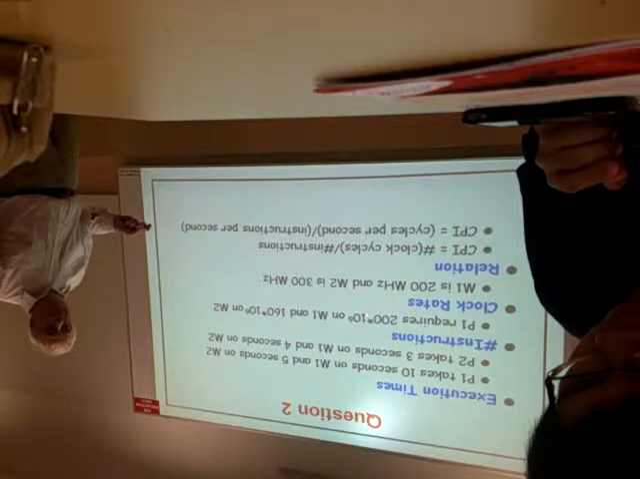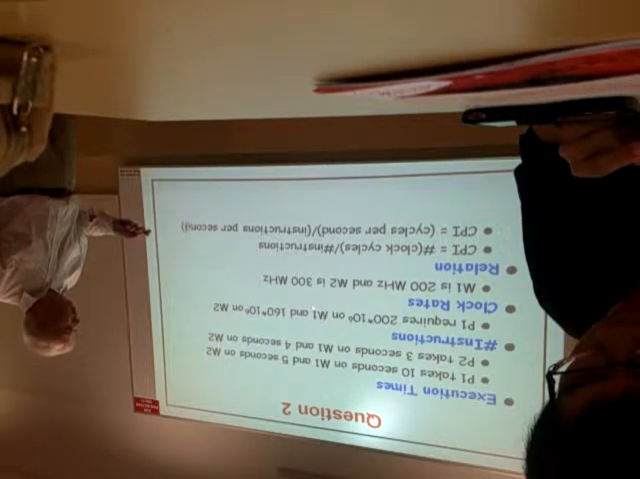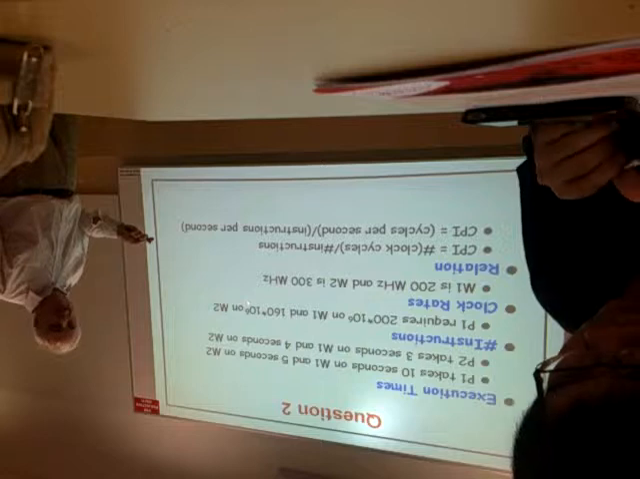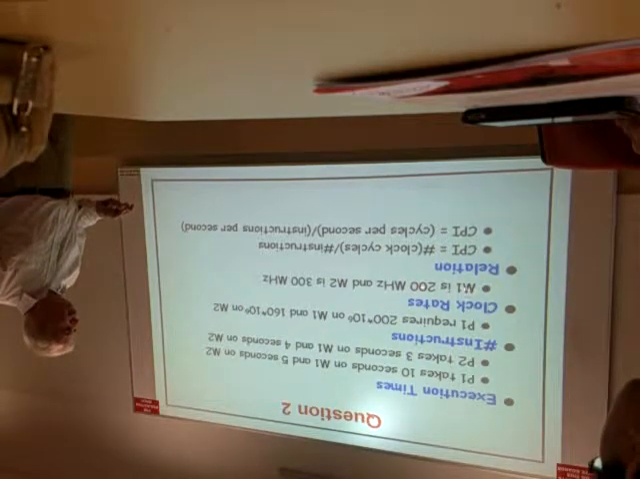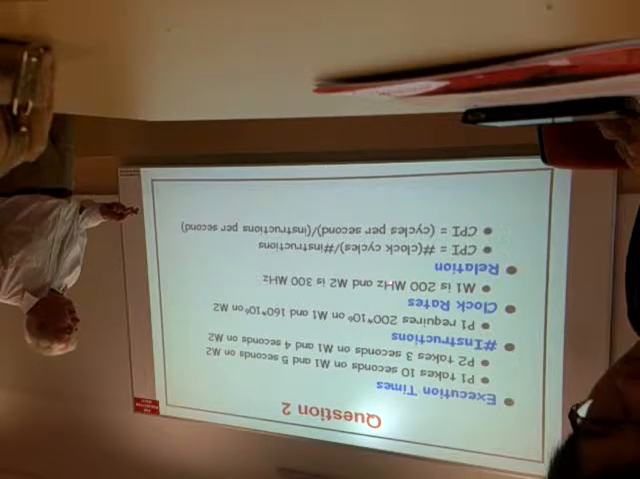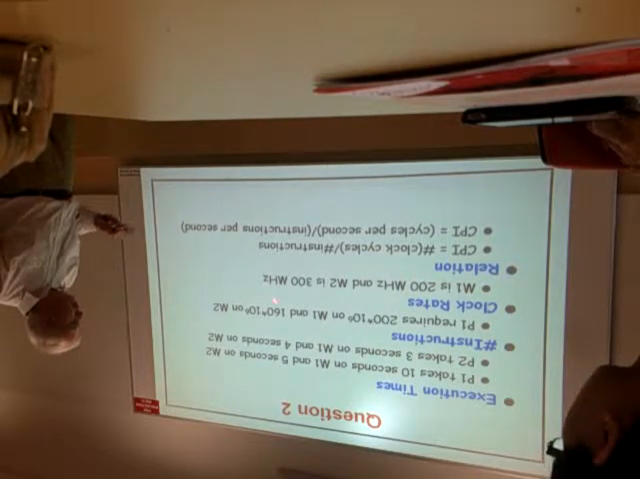P1 requires 200 times 10 to the 6 instructions on M1 and 160 times 10 to the 6 instructions on M2. We're told the clock rates, M1 has a clock rate of 200 megahertz and M2 a clock rate of 300 megahertz.